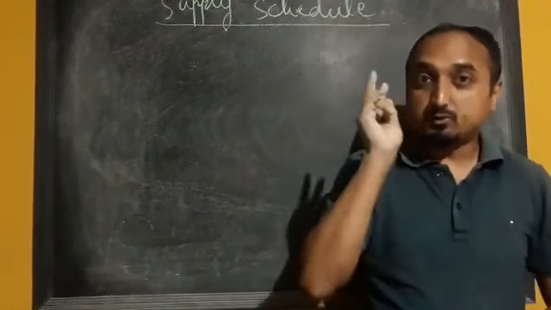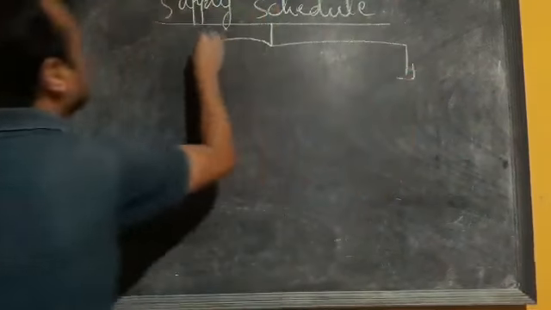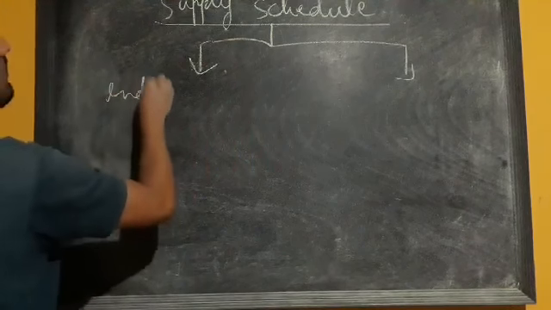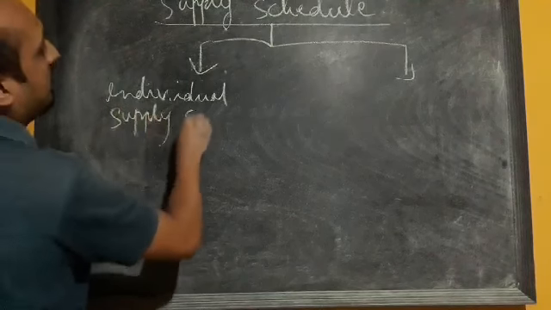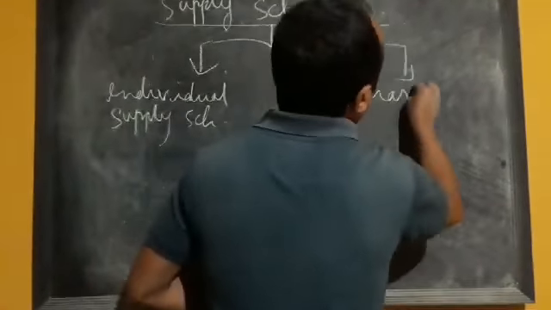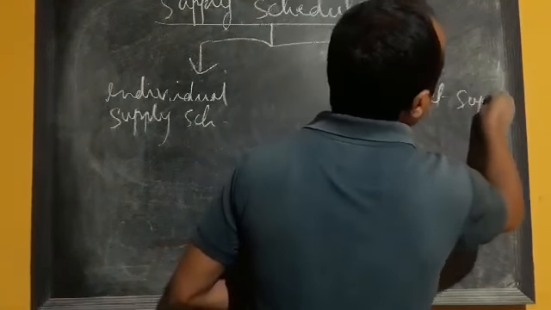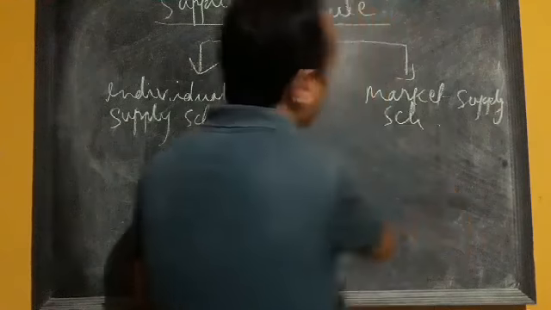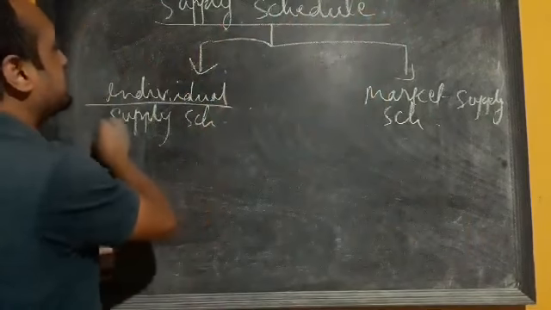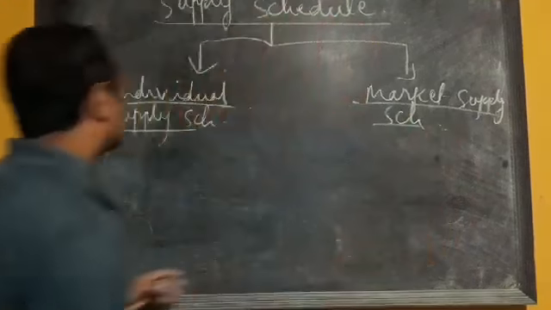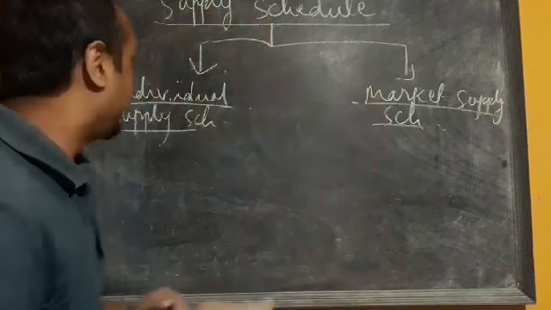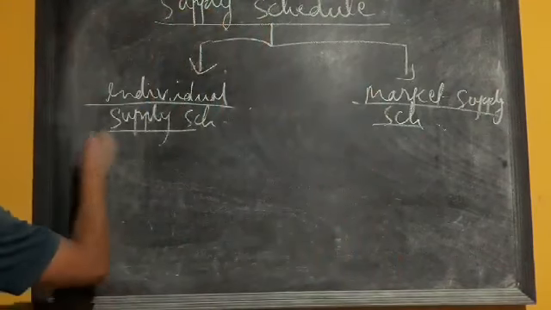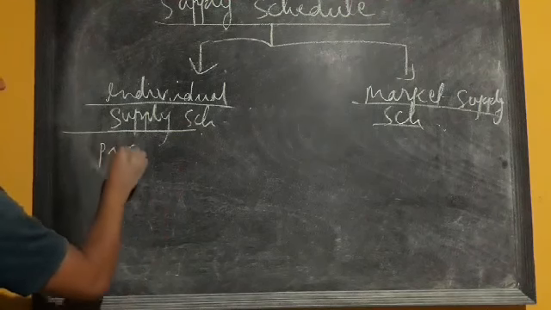Now supply schedule is of two types. One is called individual supply schedule, and the second one is market supply schedule. Now you have to understand the terms individual supply schedule and market supply schedule. So I will explain these with a brief example. I'll give one example.